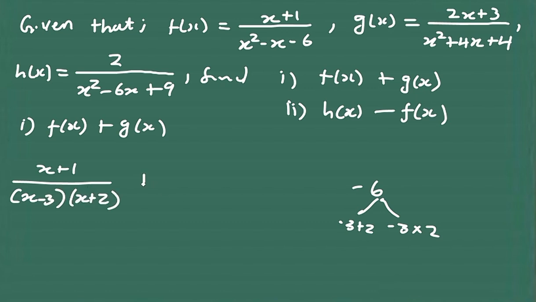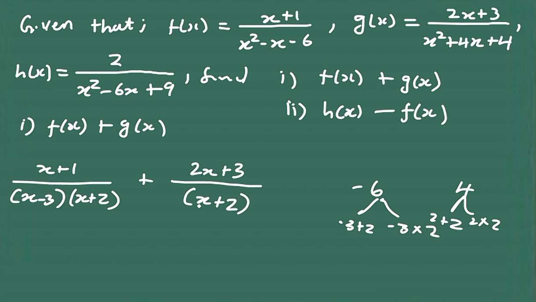Okay, we also have for g of x, 2x plus 3, and the denominator is given to be x squared plus 4x plus 4. We are to find the product of positive 4 and the sum of positive 4. So basically 2 will do this. 2 times 2 will give us positive 4, and 2 plus 2 will also give us positive 4. So it means that this expression, when factorized, is going to have a repeated root. So this will be x plus 2 all squared.